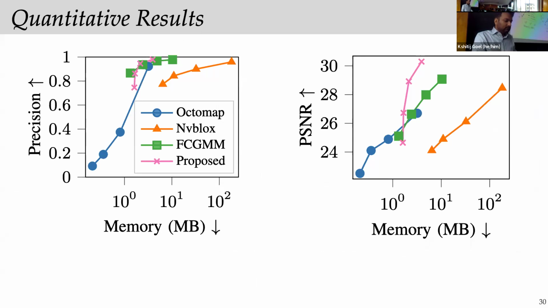Quantitatively, here are two plots showing the variation of quality of reconstruction with map size. On the left, higher precision scores mean improved spatial reconstruction quality. On the right, higher PSNR values indicate better intensity reconstruction quality. We observed that in intensity reconstruction, even for the same amount of memory, the proposed approach shown in pink can provide a higher quality map compared to the fixed component approach shown in green. Meanwhile, to achieve similar quality, methods like NV blocks can require over 100 times more memory than the proposed approach.